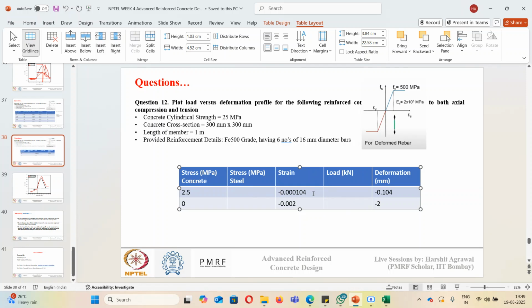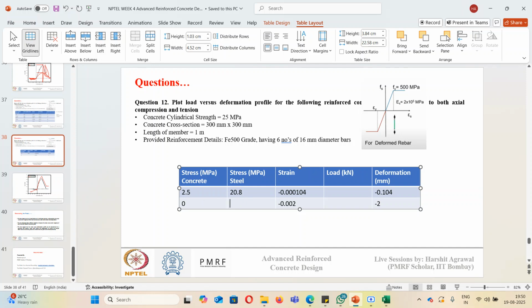Okay, so this epsilon y here is 0.0025 because we assume the same linear profile in both tension and compression side. So the strain value is right now very low compared to 0.0025. So the stress will be given by nothing but the strain times modulus of elasticity, 2 into 10 to the power 5. Upon calculation, strain into modulus of elasticity comes out to be 20.8 MPa.